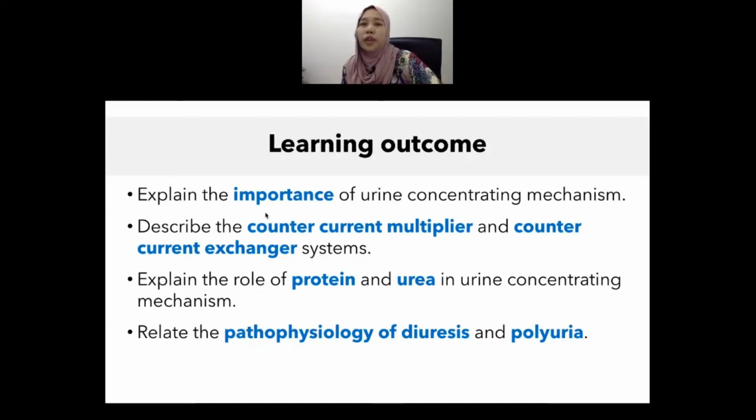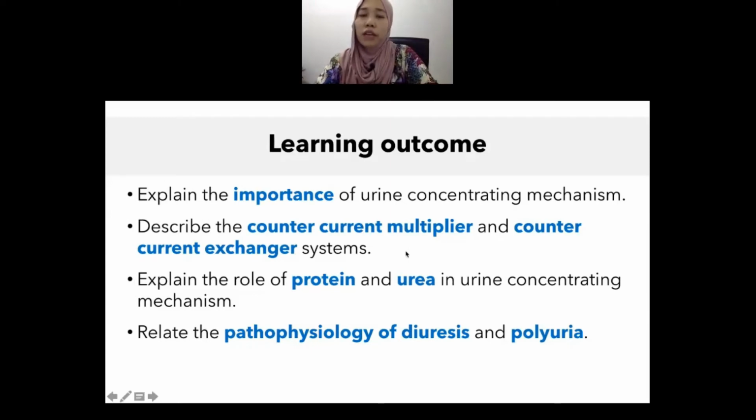So for the kidney to carry this out, the kidney needs to do two kinds of things, which are the countercurrent multiplier and the countercurrent exchanger. Do you still remember who carries out the functions for the countercurrent multiplier? It is the loop of Henle. For the countercurrent exchanger, lagi tak? It is the vasa recta.